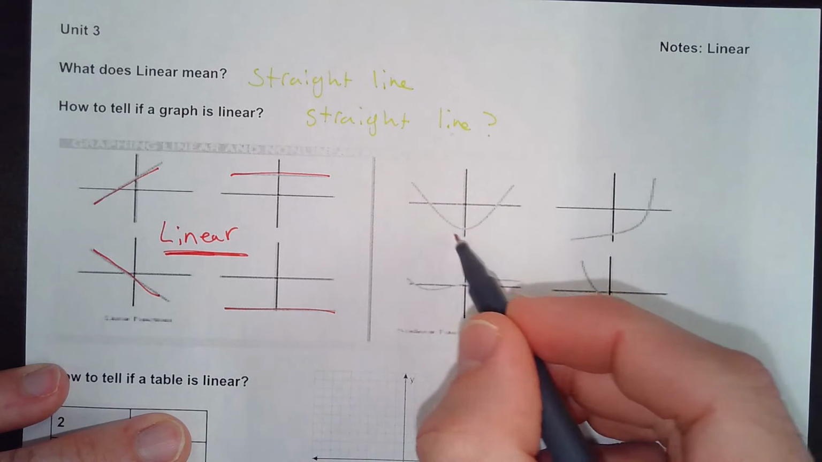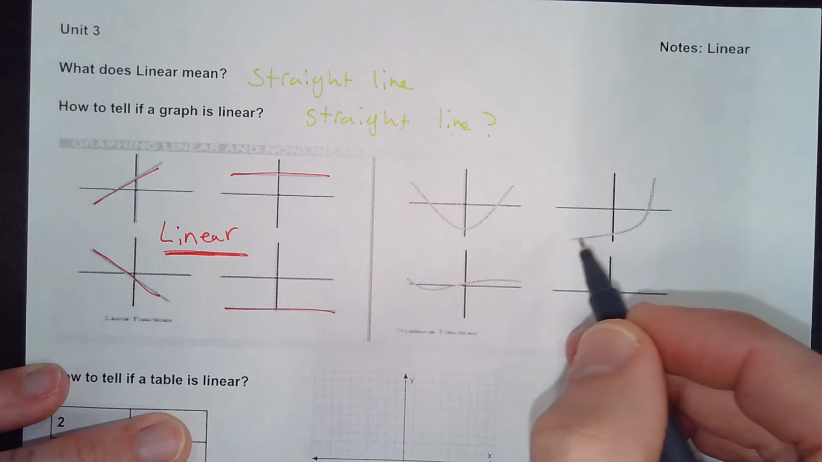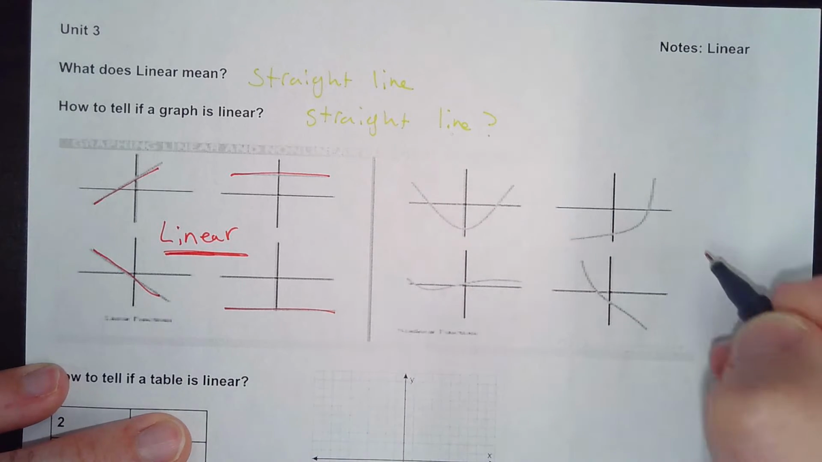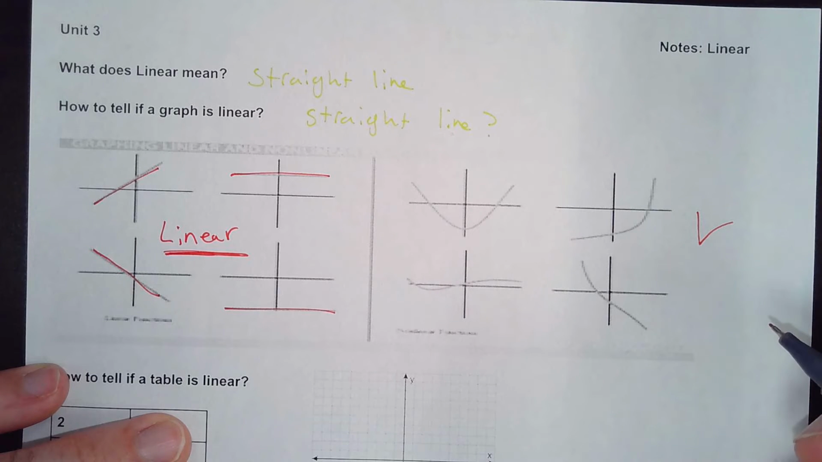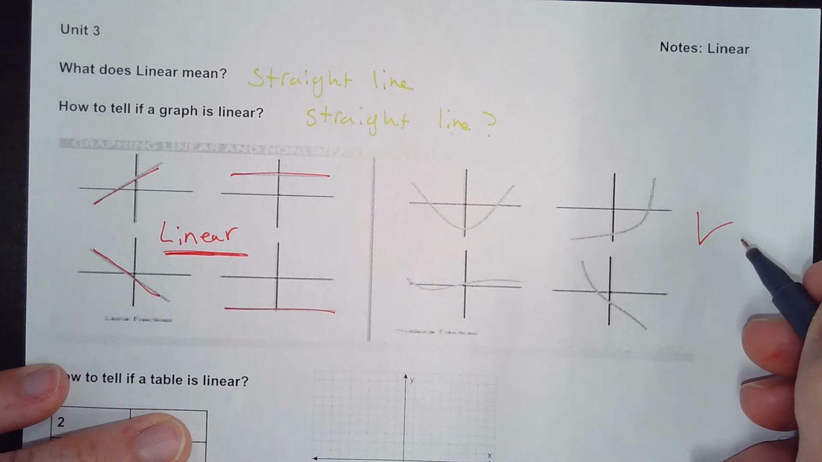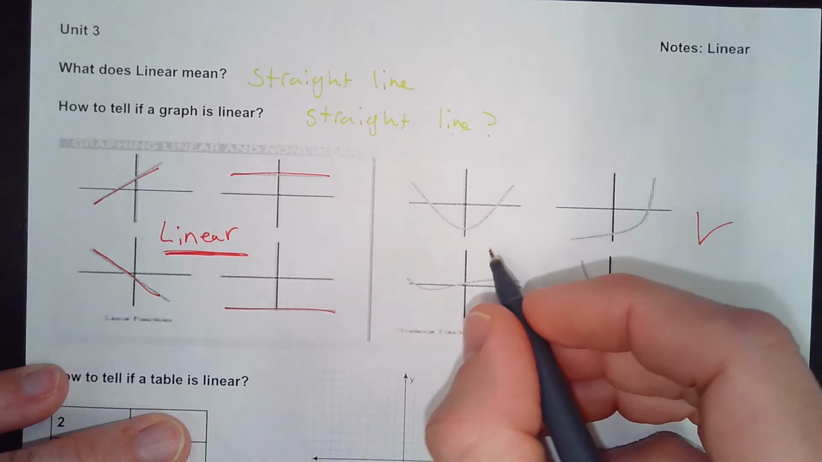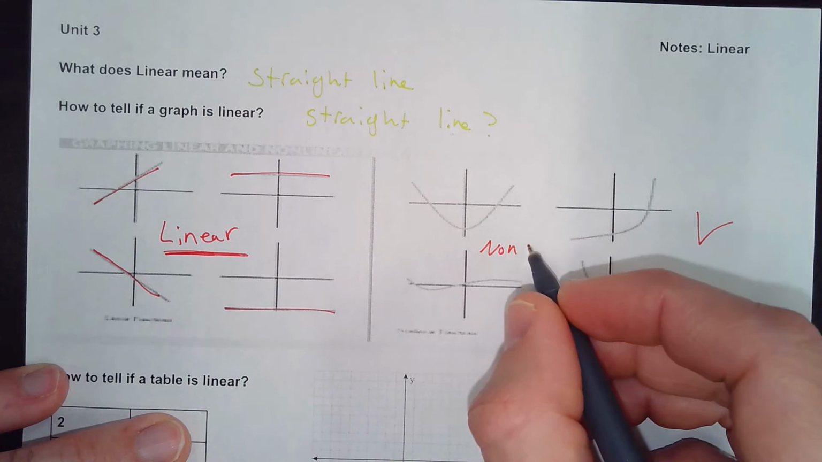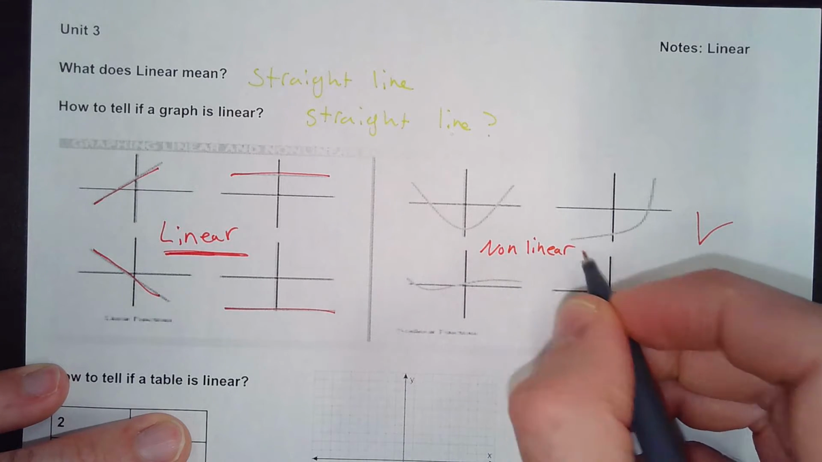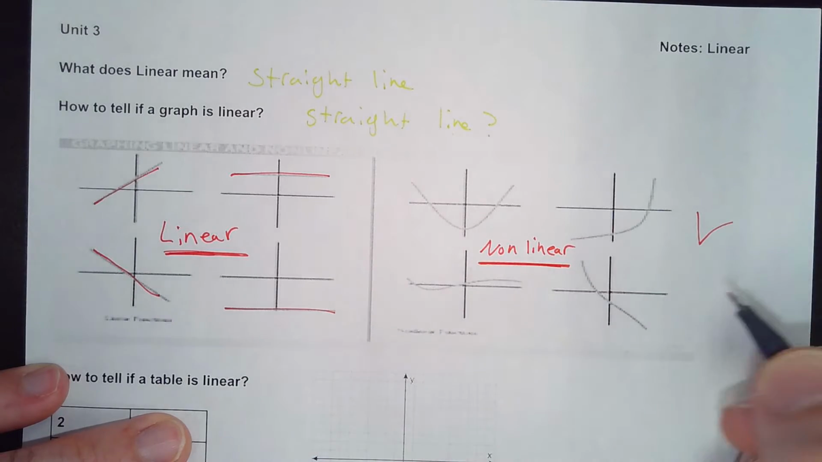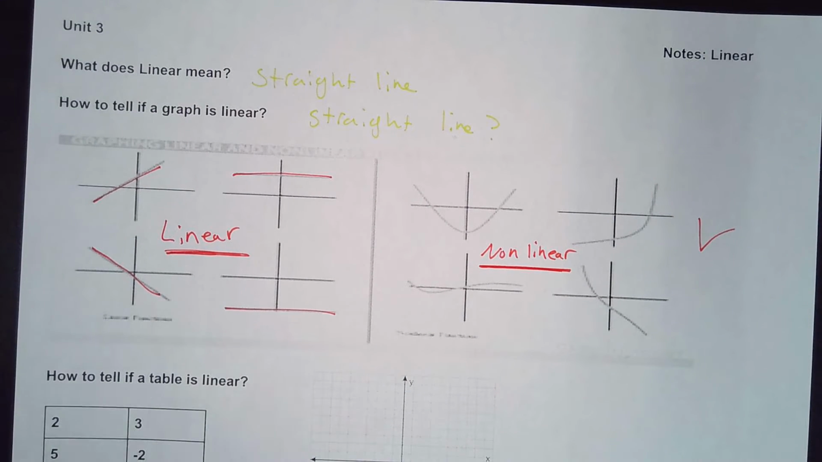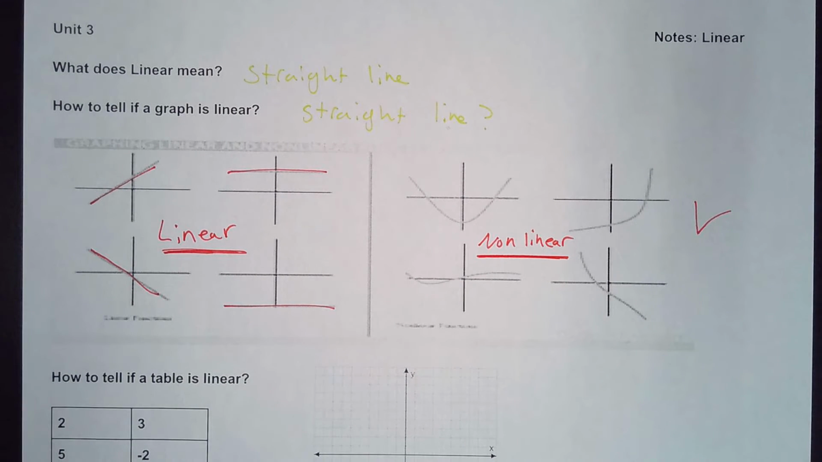These all have a change in direction or a curve to them. It doesn't have to be a curve. It could be a point, like something like that. Your graph could have a pointed change of direction, but all these are called non-linear. So that's how simple it is to tell if something is linear or non-linear in a graph.